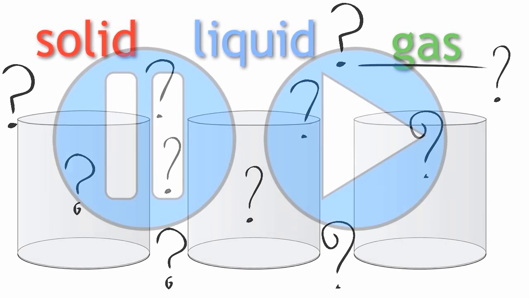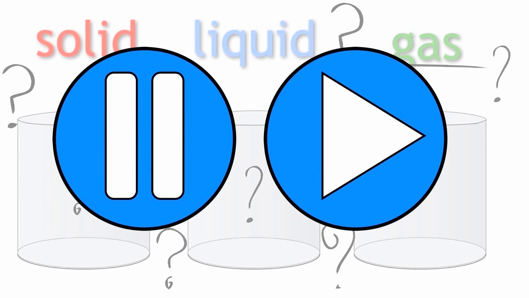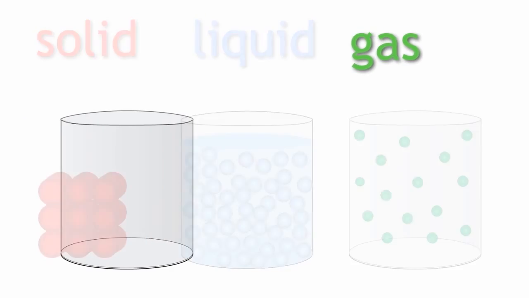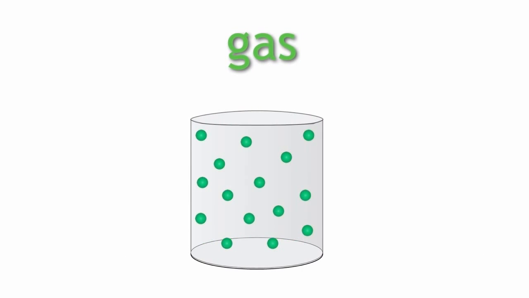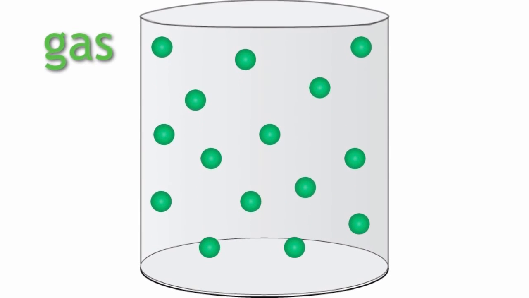Pause the video and restart it when you think you have the answer. The answer is the particles in a gas are spaced out and move about very quickly in random directions. Did you get it right? This, of course, explains why a gas takes the shape of its container. It's because the particles will each continue to travel in a straight line until they hit something, in this case the wall of the container.